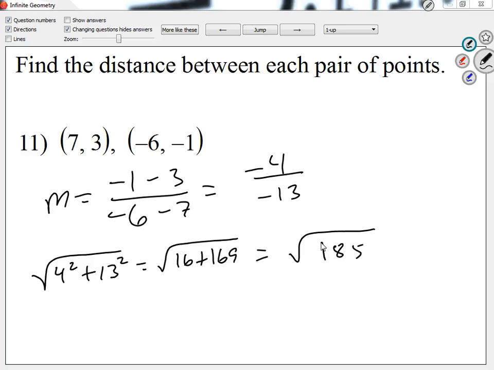185. So you guys see what I did? 4 squared plus 13 squared. Simplify it to just square root of 185, right? But then you know how to simplify radicals. That's what we did on the first 10 questions.